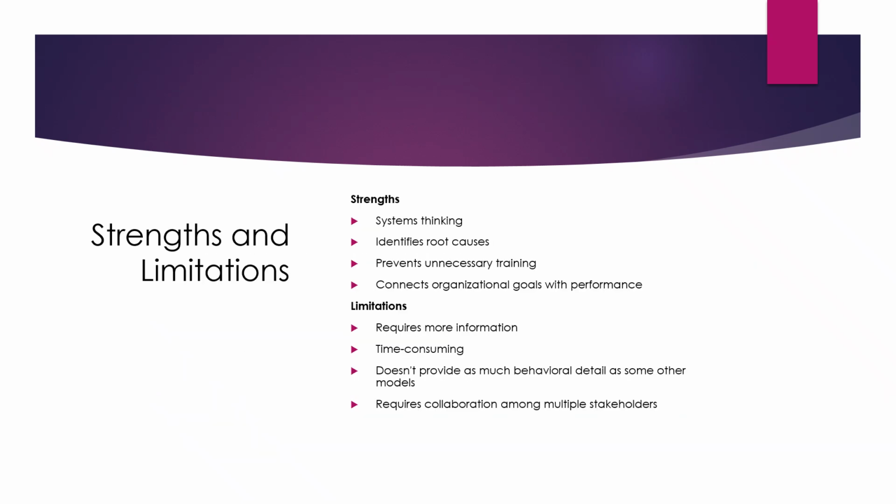Strengths and limitations. One of the biggest strengths of Kaufman's model is that it encourages systems thinking. Instead of assuming training is always the answer, it helps identify the root cause of performance problems and connects organizational goals with overall performance. I also like that it helps distinguish between training needs and organizational issues, which can prevent unnecessary training.